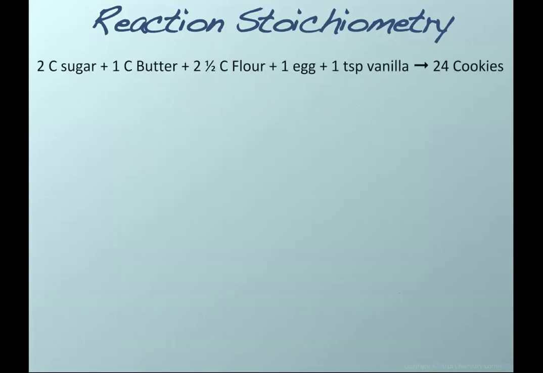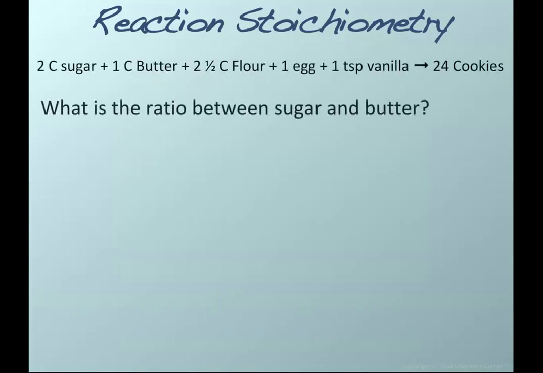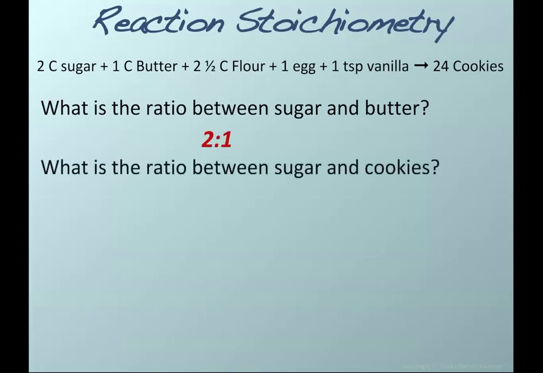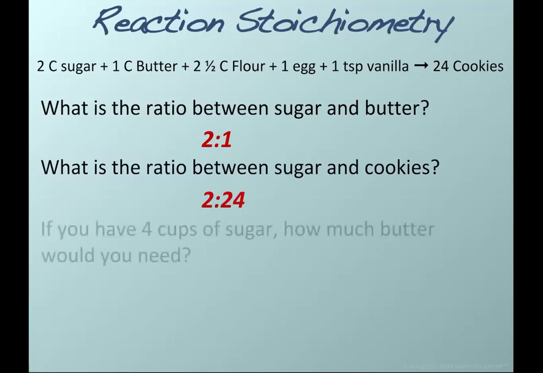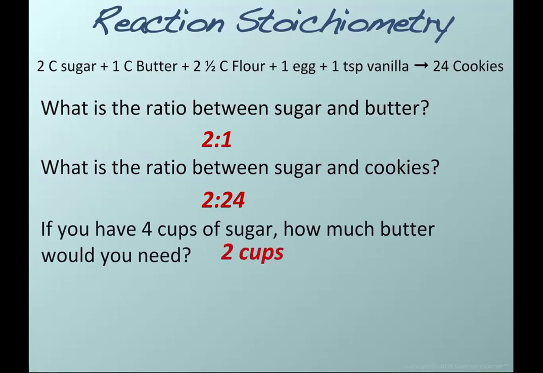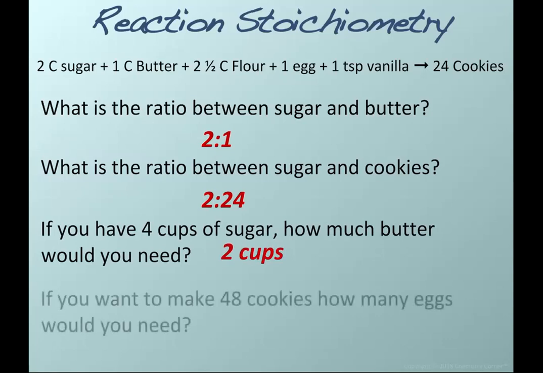So, what is the ratio between sugar and butter? 2 to 1. 2 cups sugar to 1 cup butter. What is the ratio between sugar and cookies? 2 to 24. 2 cups sugar, 24 cookies. So if you have 4 cups of sugar, how much butter would you need? 2 cups. If you want to make 48 cookies, how many eggs would you need? 2 eggs.